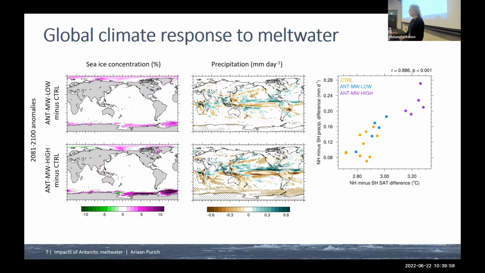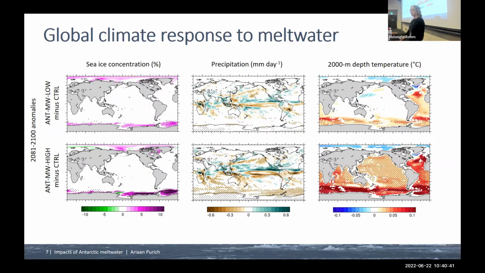When we compare the spread across our ensemble members, this scatter plot is showing the interhemispheric temperature difference on the x-axis and the interhemispheric precipitation difference on the y-axis. You can see that there's a strong linear relationship across our ensemble members. The control members are shown in orange, meltwater low members are shown in blue, and the meltwater high members are shown in purple. Why this is important is because the amount of meltwater entering the Southern Ocean is largely controlling the Southern Hemisphere cooling and thus the interhemispheric temperature difference. So if we want to have a good idea about how global precipitation is going to change, we need to understand how much meltwater is entering the Southern Ocean or is projected to enter.